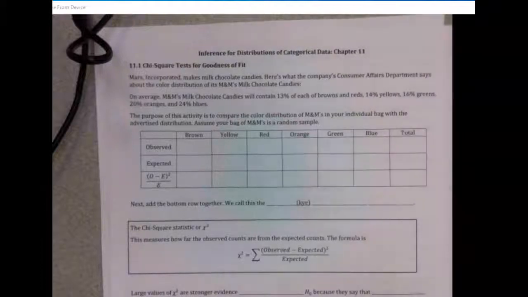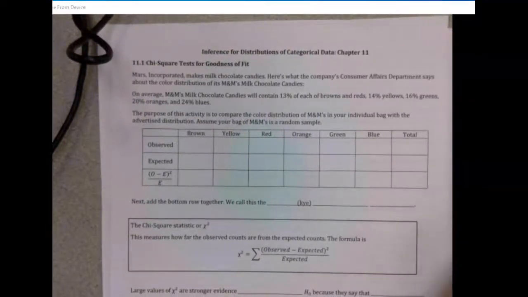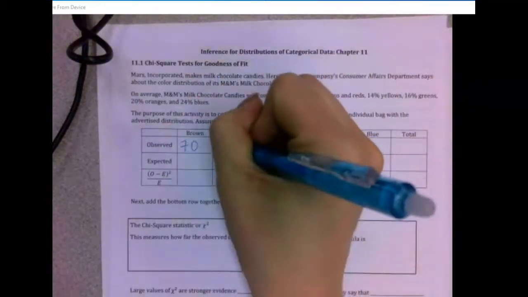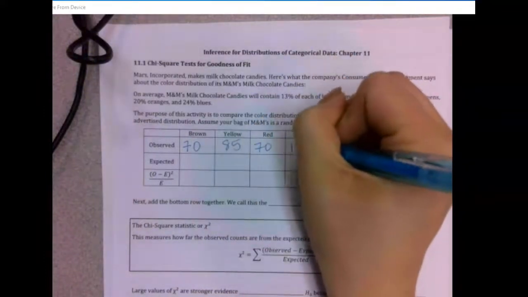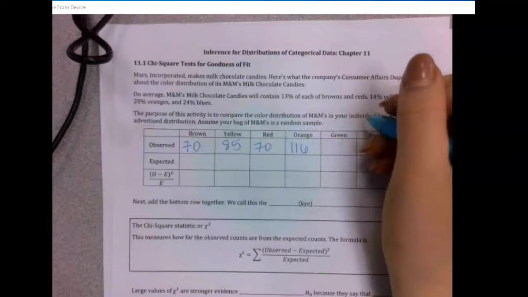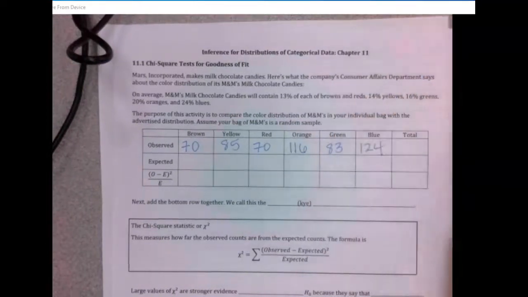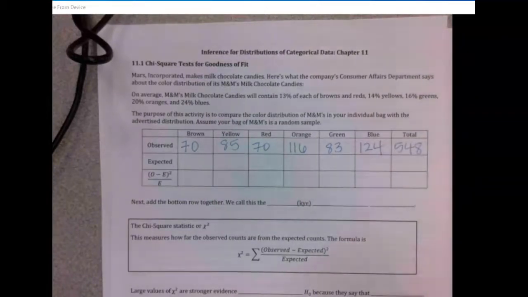Alright everyone, I'm going to go back over the notes for those of you that missed it or just need a re-explanation. I had y'all go and count some M&Ms, and it turns out that y'all found 70 brown, 85 yellow, 70 red, 116 orange, 83 green, and 124 blue M&Ms in your packages for a total of 548 M&Ms.